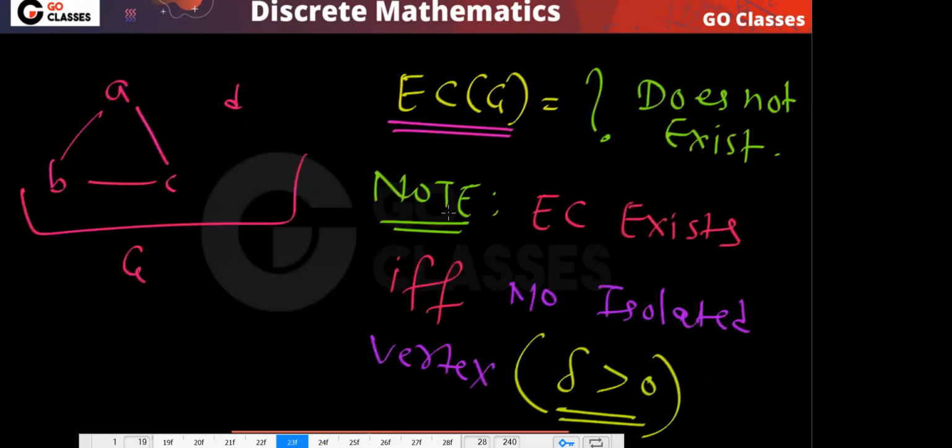Yes or no? So remember, edge cover will exist if and only if there is no isolated vertex. Is this clear to everyone? In which situation will edge cover exist?